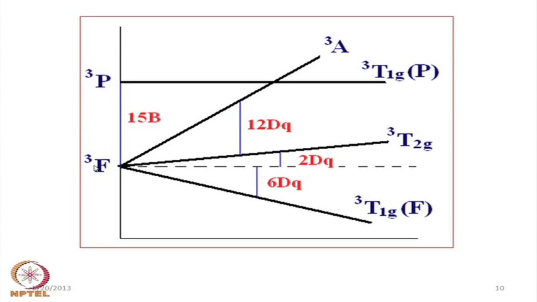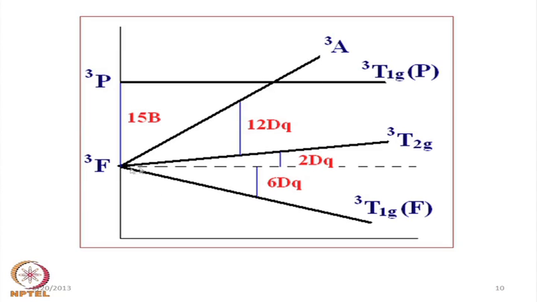So, when we have this 3F level split into 3T1g, 3T2g and 3A2g, we have these levels for the different transitions, and we have the separation between 3F and 3P as 15B, which we will see how we plot in the Tanabe-Sugano diagram for these different values. Right now we see that these two values are equal to 8 Dq, corresponding to 10 Dq in the crystal field splitting, and the values between 3T2g and 3A2g are equal to 12 Dq.